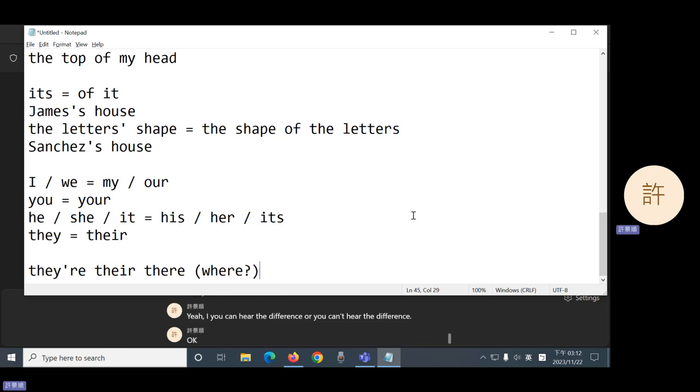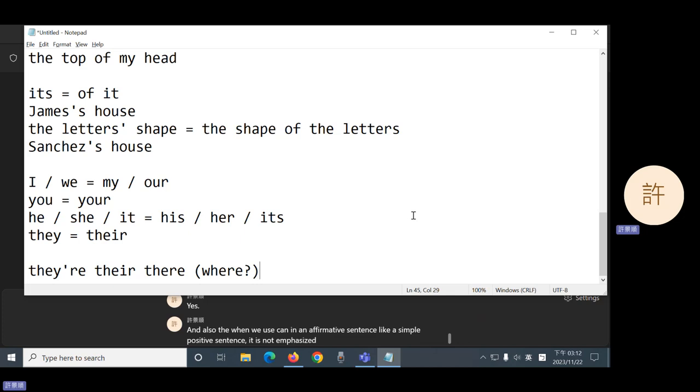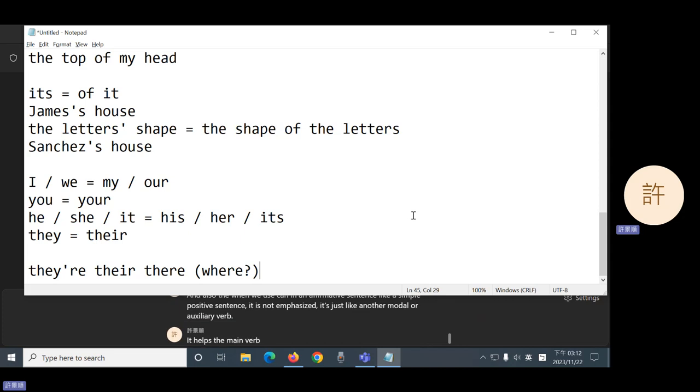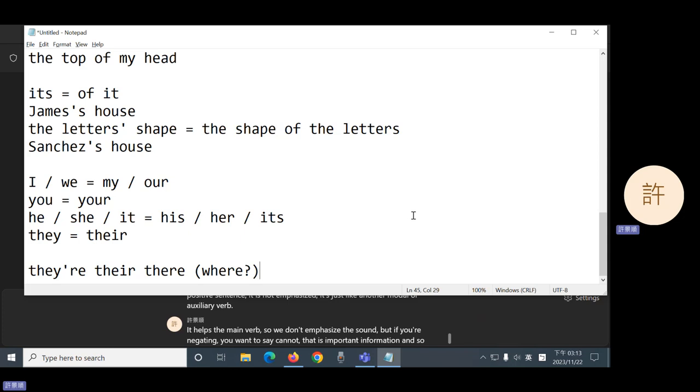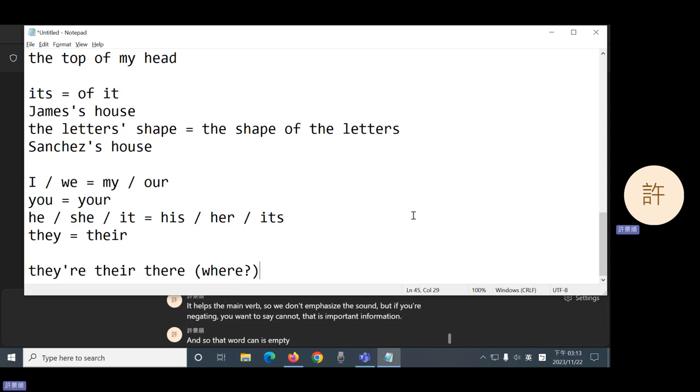Yes, and also when we use can in an affirmative sentence, like a simple positive sentence, it is not emphasized. It's just like another modal or auxiliary verb. It helps the main verb, so we don't emphasize the sound. But if you're negating, you want to say cannot, that is important information, and so that word can't is emphasized. So I can hear you, but I can't hear you, right? The emphasis is different.